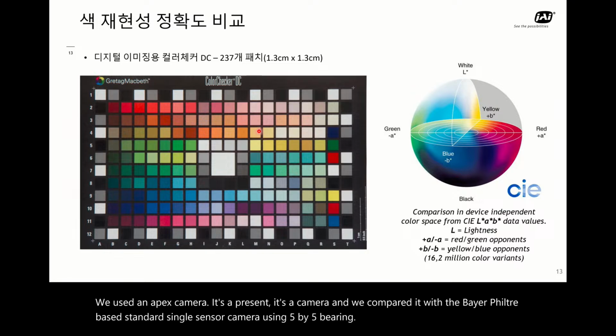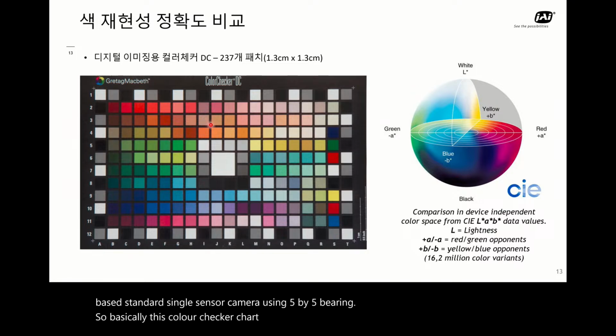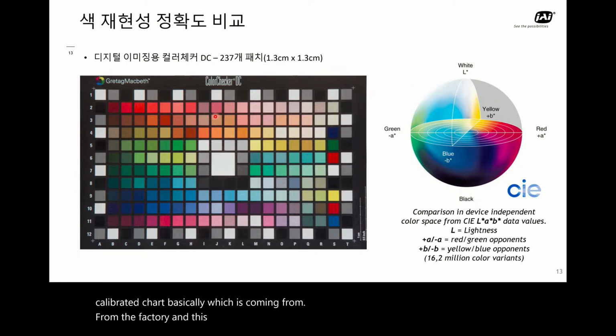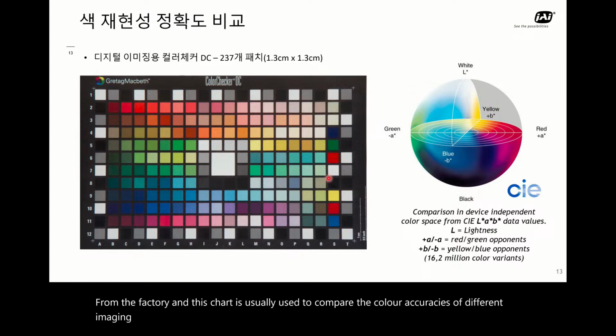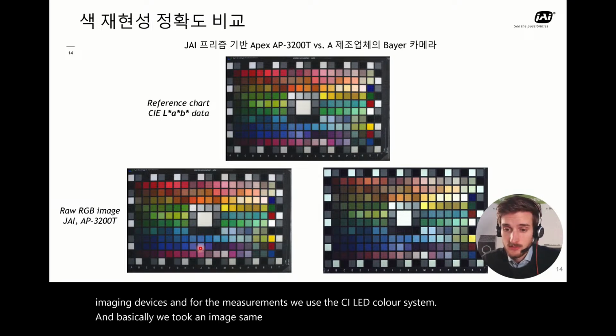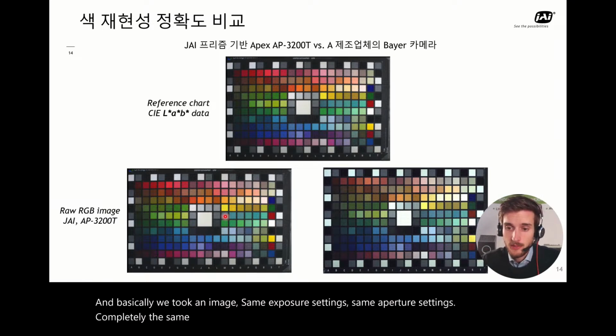So basically this color checker chart contains the different standard color values, and this is a calibrated chart basically, which is coming from the factory. And this chart is usually used to compare the color accuracies of different imaging devices. And for the measurements, we use the CIE LAB color system. And basically we took an image, same exposure settings, same aperture settings, completely the same environment, and we compared the color accuracy of the Apex and of a Bayer filter camera.